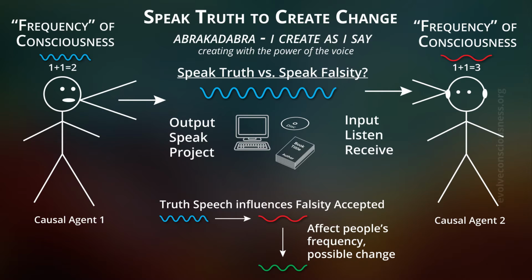I've done a post before on the word abracadabra. That means I create as I say, or I create as has been spoken. You can say it in different ways, but I create as I say means that you're going to create as you say you're going to create, so you're going to be non-contradictory from what you say you're going to do and you're going to do, as well as creating with the power of the voice, that you're creating simply by saying things, that I create as I say. As you say things, it influences others and it affects their behavior.